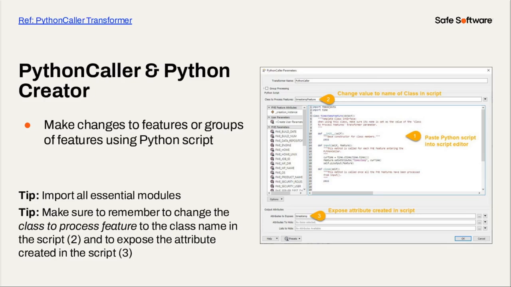And then just a tip here, first you want to import all essential modules. So just an example of this, if you're using ArcPy, you want to make sure you import that ArcPy module. And then remember to change the class to process feature to the class name in the script. So that's number 2 in the screenshot, just at the top there. And then also remember to expose the attribute you created in the script. So this is number 3, just at the bottom. I will be going over a demo on this shortly, just how to use ArcPy in FME with the PythonCaller transformer.